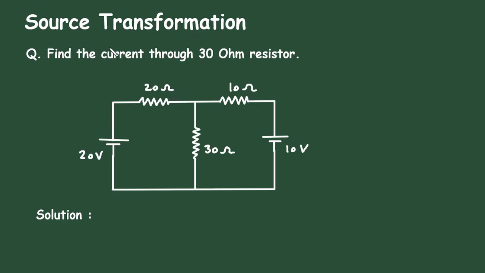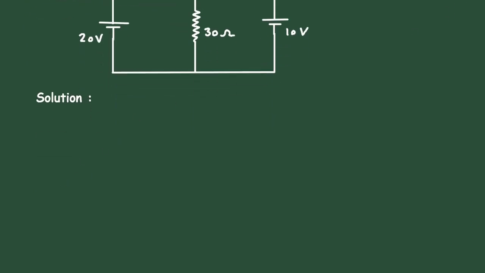Source transformation question. Find the current through the 30 ohm resistor. Here in this circuit, we have to find the current through this 30 ohm by using the source transformation technique. Solution.